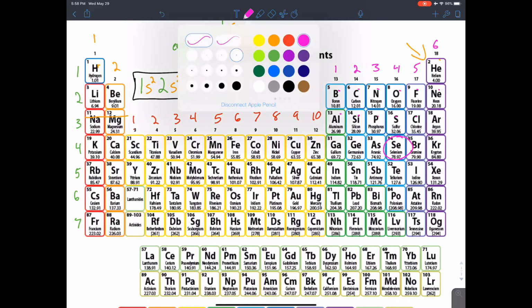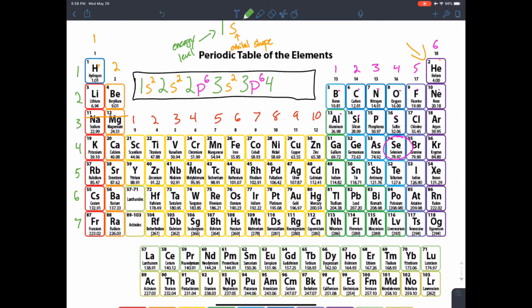Now we go down to the fourth energy level. We're back in S. 4s, 1, 2, 4s2. And now we hit the D block, right here. Now we're entering the D block. The biggest hindrance for this, once you get the hang of it, is to remember, is this 4D? No, it's 3D. We start with 3D.